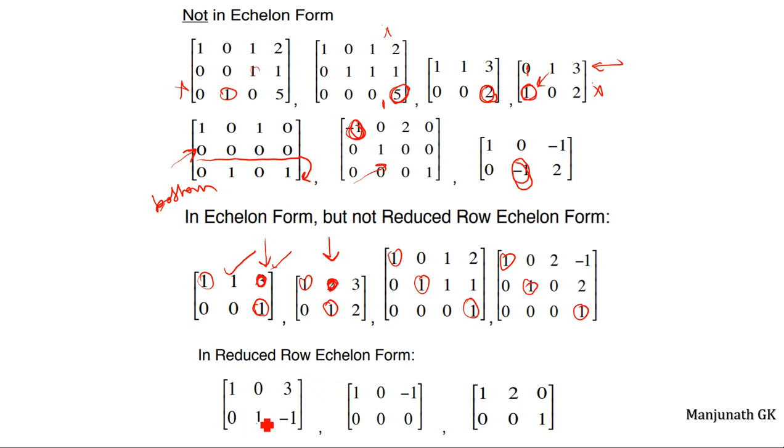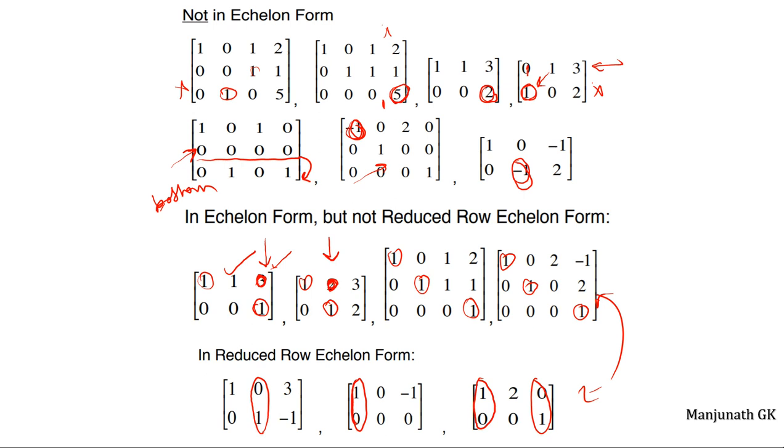The leading element in a row and in its corresponding column is the only non-zero element here. It is the only non-zero element. Okay, so I hope you have understood what is the meaning of echelon form, row echelon form, and reduced row echelon form.